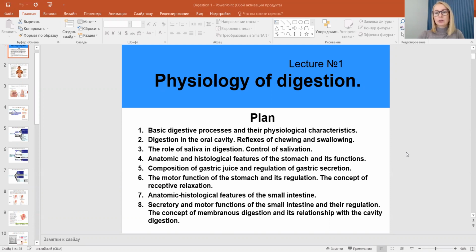digestive processes and their physiological characteristics, digestion in the oral cavity, reflexes of chewing and swallowing, the role of saliva in digestion, anatomic and histological features of the stomach and its functions, composition of gastric juice and regulation of gastric secretion, motor function of the stomach and its regulation, anatomic histological features of the small intestine, and secretory and motor function of the small intestine and their regulation. So let's start.